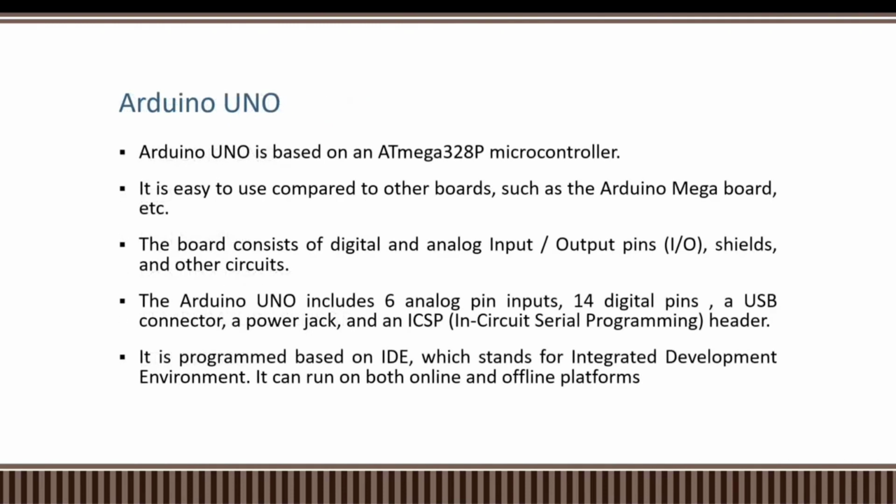Arduino Uno. Arduino Uno is based on the Atmega 328 microcontroller. It is easy to use compared to other boards such as the Arduino Mega board, etc. The board consists of digital and analog input or output pins, shields, and other circuits. The Arduino Uno includes 6 analog input pins, 14 digital pins, a USB connector, a power jack, and an ICSP.